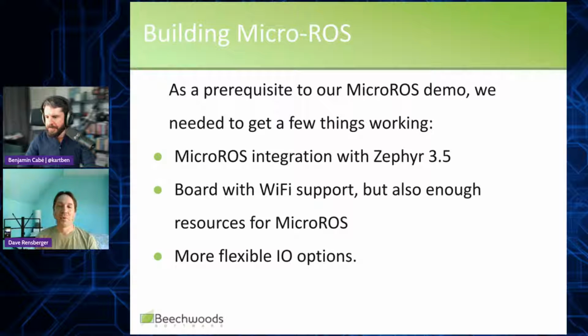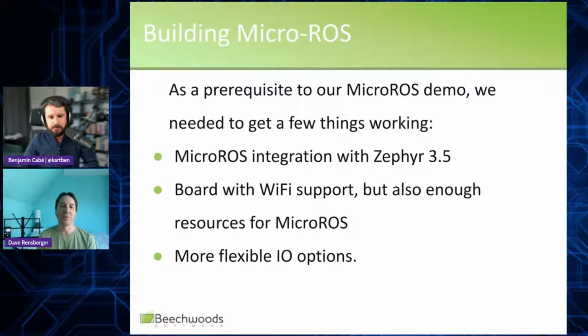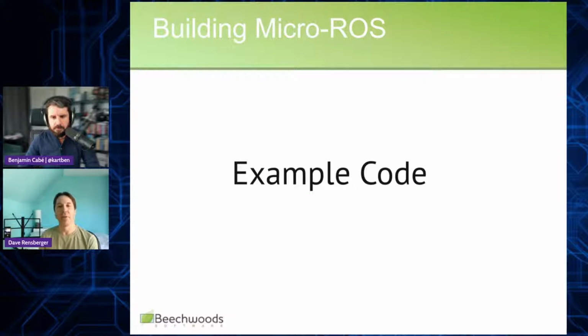And a board with Wi-Fi support, but also enough resources for micro-ROS. The ESP32s were pretty ready to go, and were good for that. But we also wanted to be able to leverage the Pico W, because it has all the hardware. It's cheap. It's very popular. It has all the hardware you need to do this, but it didn't officially have Zephyr support yet for Wi-Fi. And also just more flexible I/O options, and the Pico W is good for that too because of the PIO.